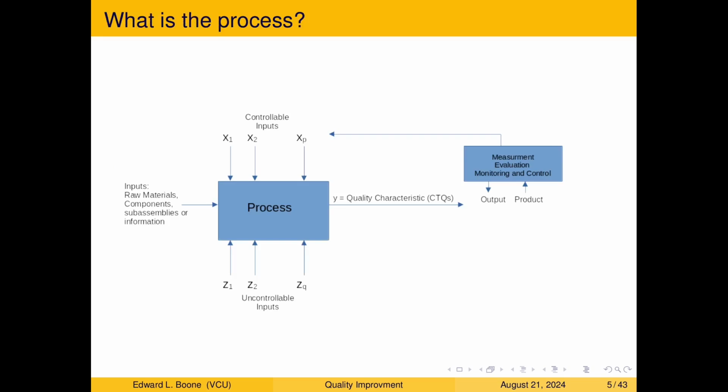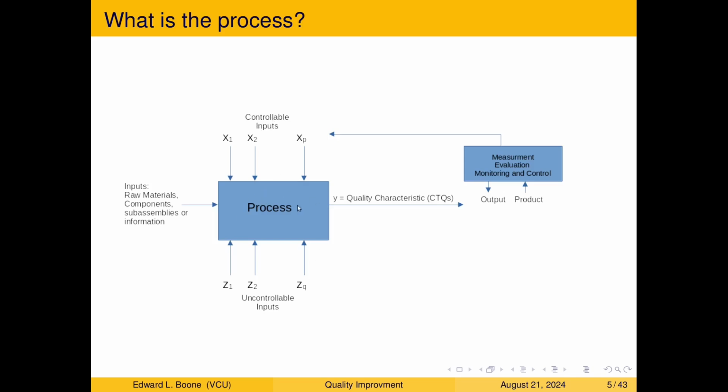First thing is, what is a process? Basically, you're going to have some inputs. These are raw materials, components, subassemblies, or it could even be information that you're going to put into the process. This is what the process is going to act upon. Then you have what are called controllable inputs. I'll give an example in a minute, but you have control over these, versus down here, you're going to have uncontrollable inputs. You don't have control over these, and these will also cause variation in your process. You're hoping that the variation caused by these controllable inputs, you actually control.